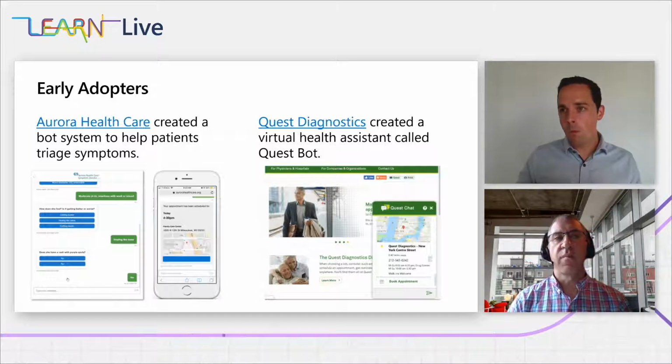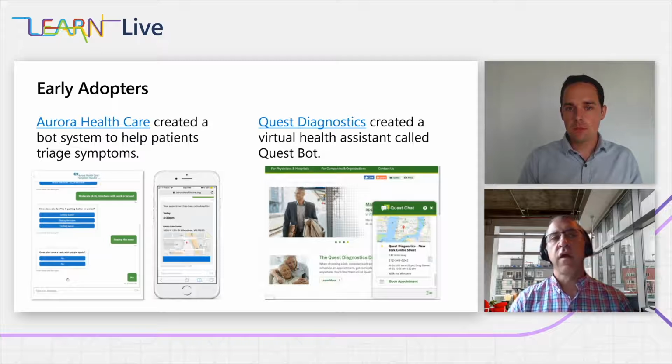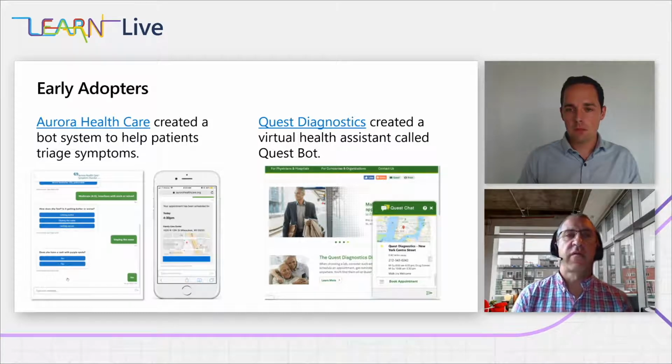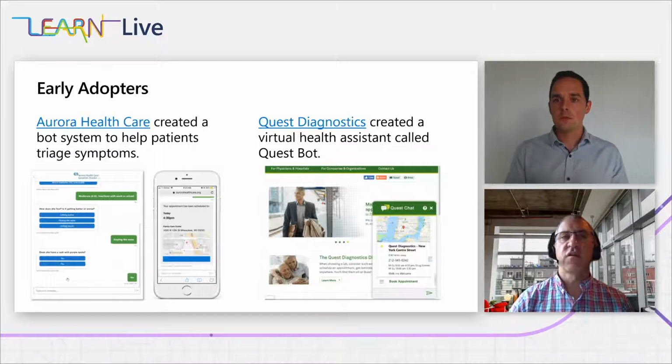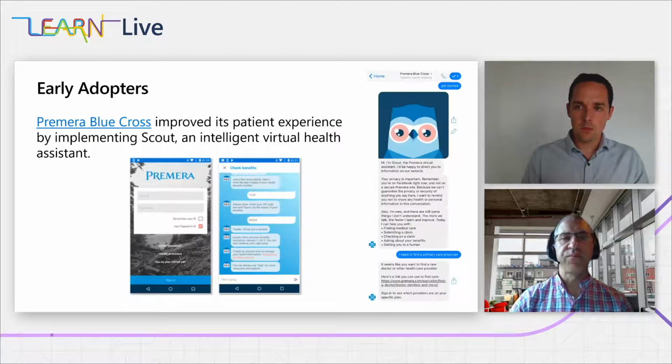Aurora Healthcare created a bot that was designed to help patients review their symptoms, and based on the outcomes of the symptom checker, the bot would help direct patients to the appropriate care provider or care location based on the severity of their symptoms. And Quest Diagnostics did something similar, but it was more focused around helping patients schedule appointments and then finding relevant information quickly about the treatment locations of where they're going to be seen for their appointments.